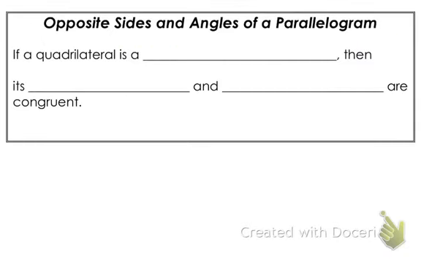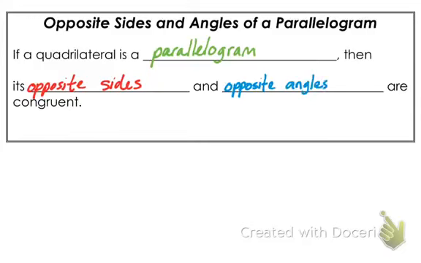Now other than the fact that opposite sides have to be parallel for a quadrilateral to be a parallelogram, there are also other properties. For example, opposite sides and opposite angles: if a quadrilateral is a parallelogram, then we know for a fact that its opposite sides and its opposite angles are congruent. So let's draw a parallelogram here and show how that works.